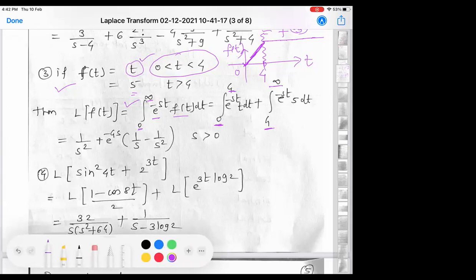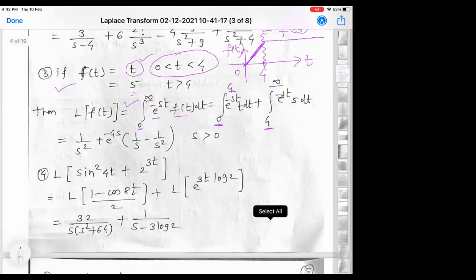Yes, madam. Okay. So now in the respective intervals, whatever the value of the function, put it. So in 0 to 4, the value of the function is t. So your first integral is actually 0 to 4 e raised to minus st into t dt, plus the second integral, where the answer is 5. That 5 is coming out: 4 to infinity e raised to minus st dt. The second integral will be like this.